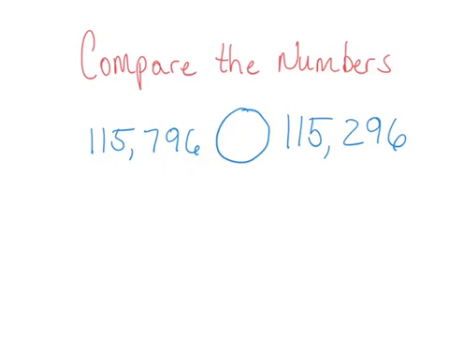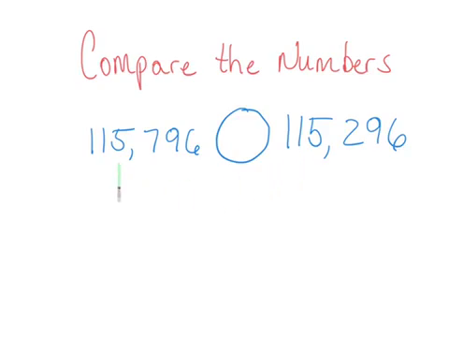Okay, guys, what we're going to do is we're going to now compare these numbers. And how we compare these numbers is that we're going to look at the highest place value. And in this problem, the highest place value is the hundred thousands. So let's look at the highest place, and here's 1 in the hundred thousands, and here's a 1 in the hundred thousands. So that doesn't help us. Now we're going to go to the 10,000s. There's a 1, and there's a 1 in the 10,000s.